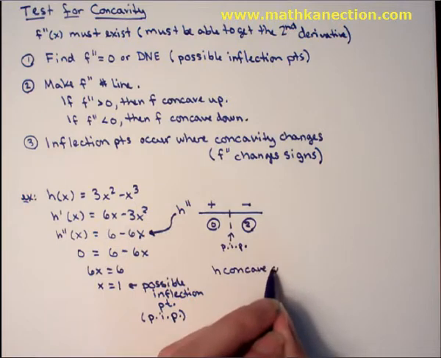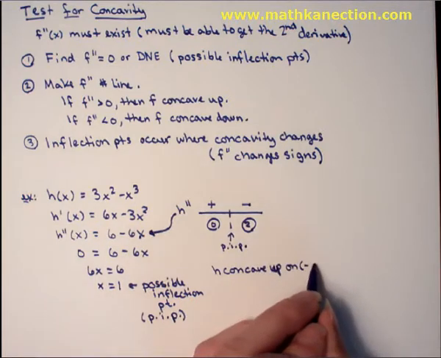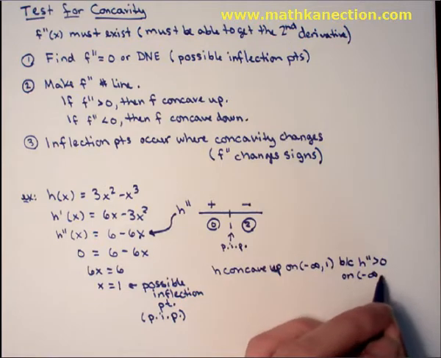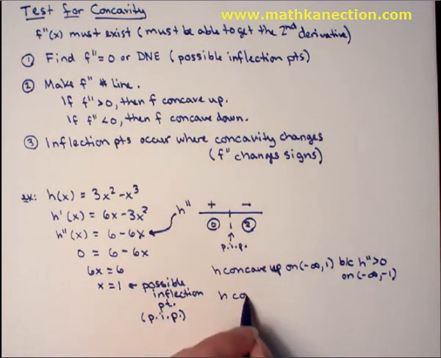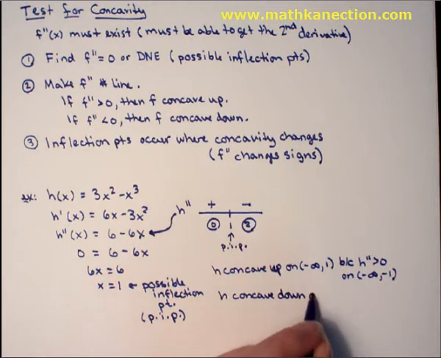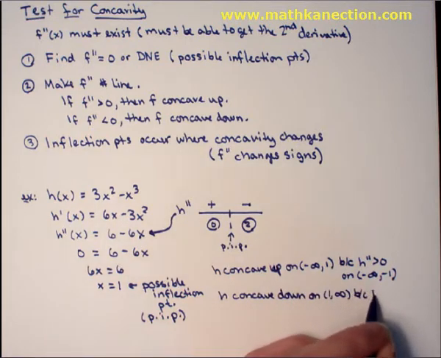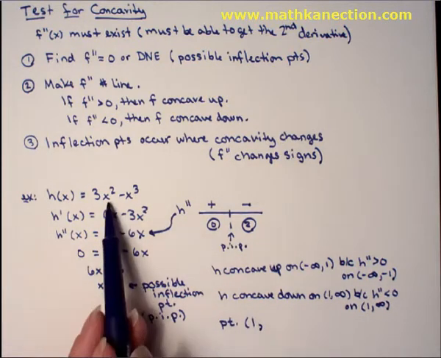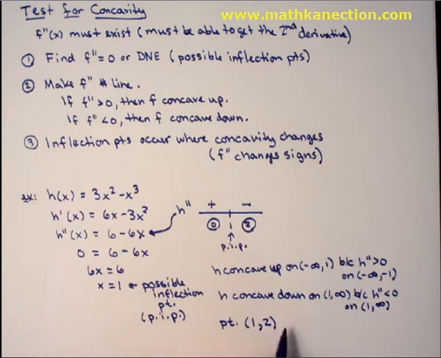So we know h is concave up on the interval from negative infinity to 1, because h double prime is positive on that interval. And then h is concave down on the interval from 1 to infinity, because h double prime is negative on the interval from 1 to infinity. And then the point of inflection, 1 comma, getting the y value by substituting in, we get 2. So the point (1, 2) is an actual inflection point, because h double prime changed signs at x is equal to 1.